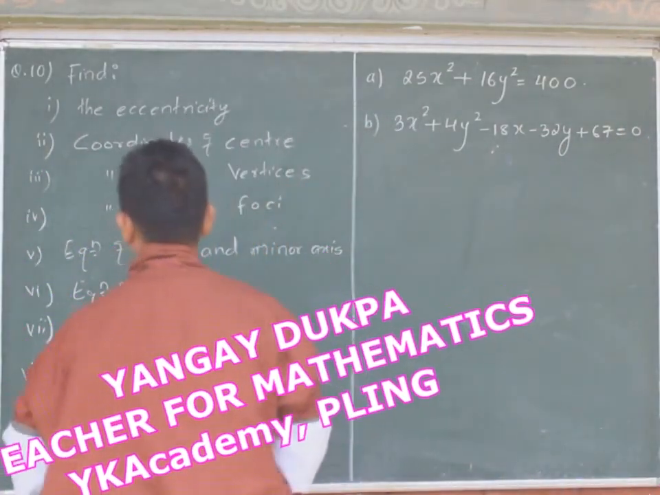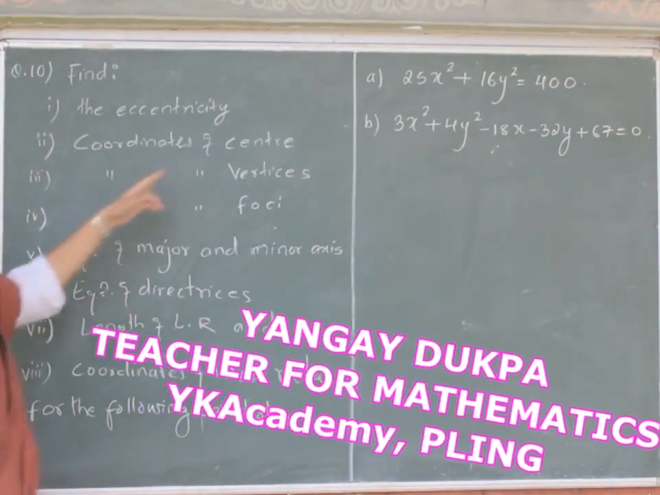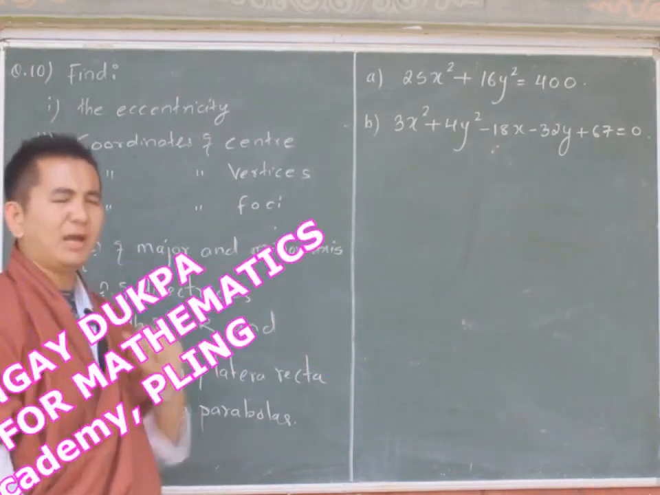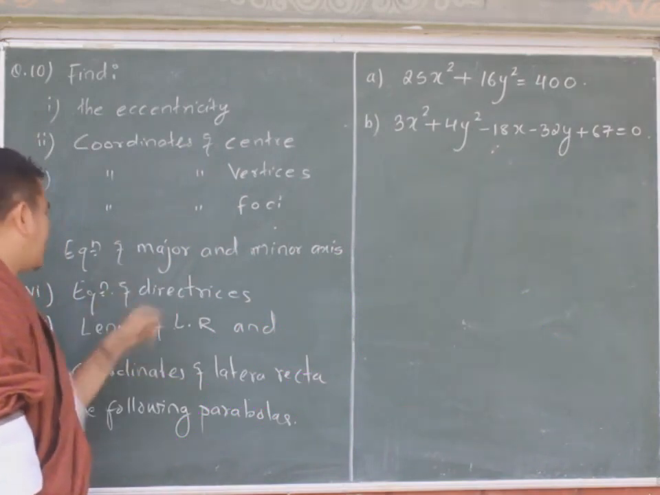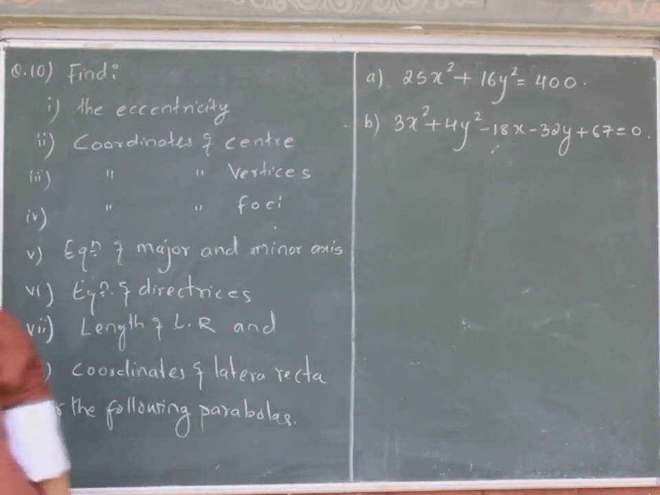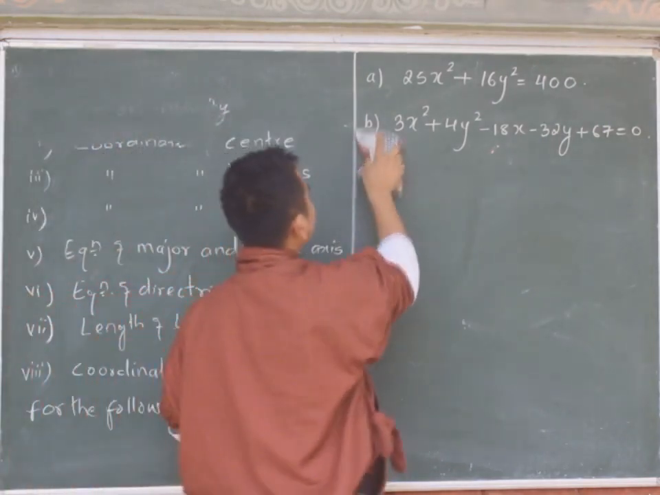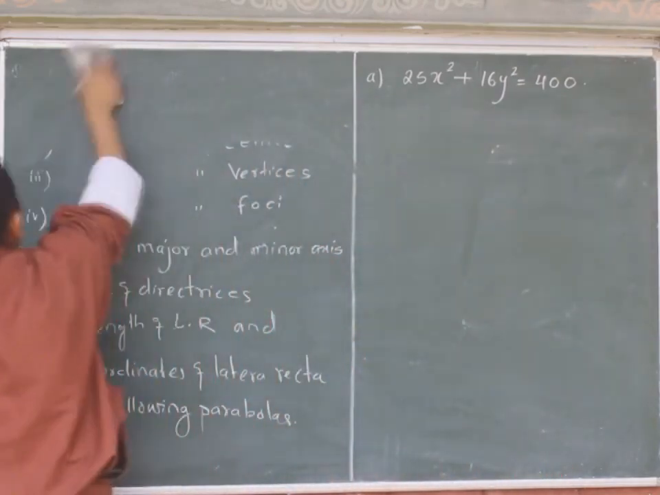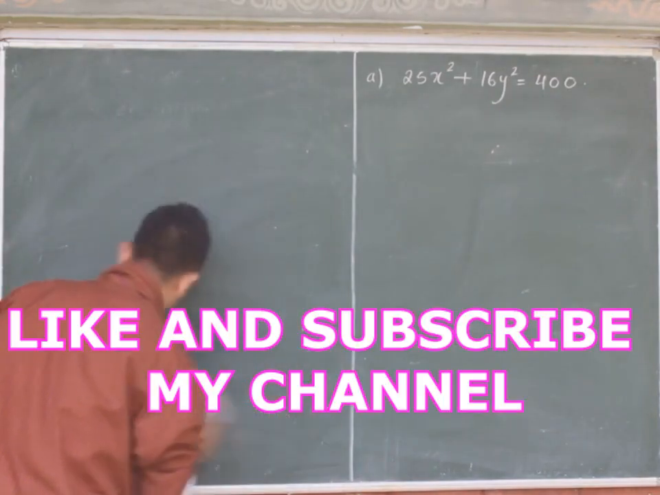In this last type of question, we need to find the eccentricity, coordinates of center, vertices, foci, equation of major and minor axes, same like we did under parabola. Also equation of directrices, length of latus rectum and coordinates of latus rectum for these two ellipses. Let me first go with A, then in the next video lesson I am going to do B. So first, let's try to go with A.